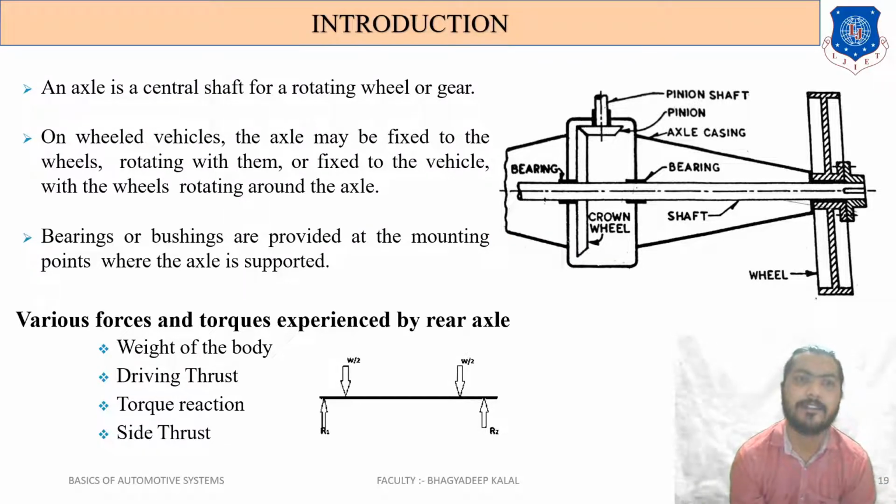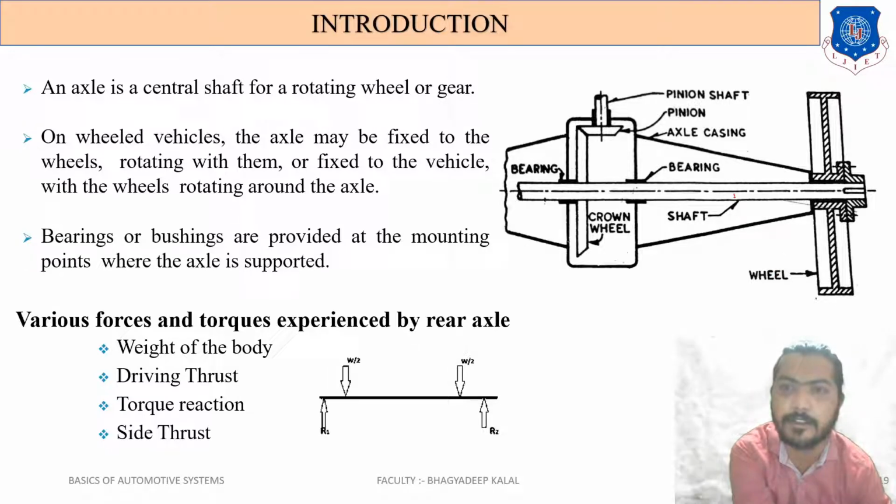An axle is a center shaft for rotating the wheel or gears. On a wheeled vehicle, the axles may be fixed to the wheel, rotating with them, and fixed to the vehicle, with the wheel rotating around the axles. These are the diagrams of the rear axles.